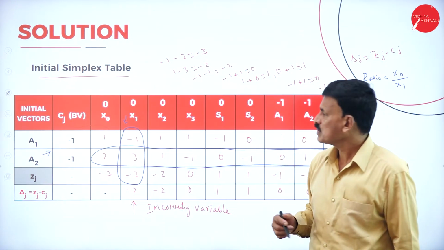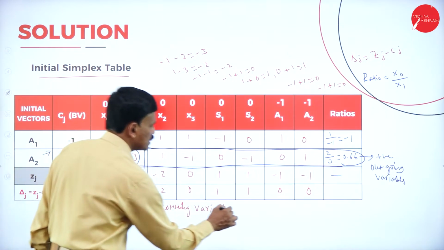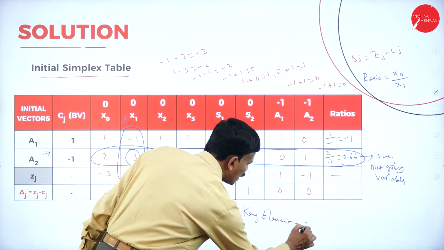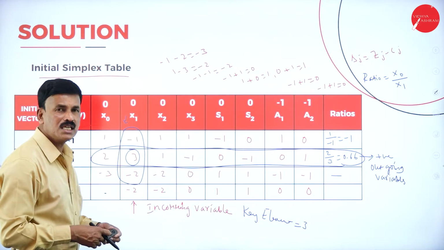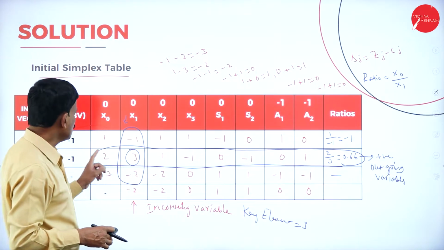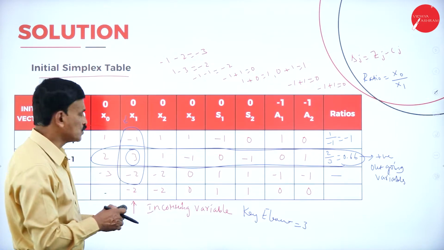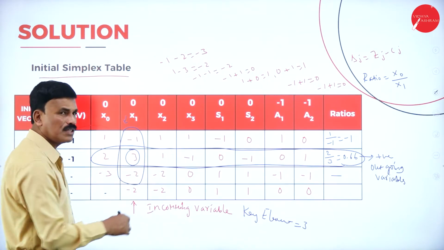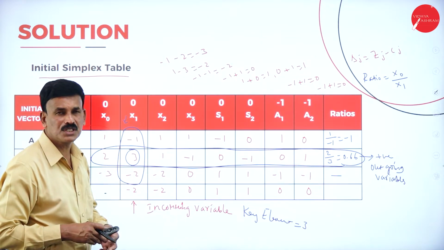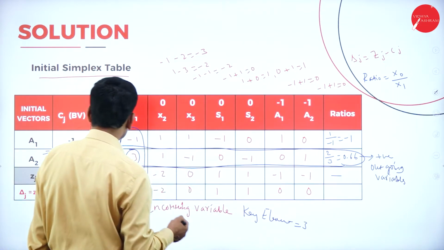Iteration number 1. The first step is to find the key element. Here the key element is 3. Convert this 3 element to 1. To convert this key element to 1, we divide the entire row by element 3. So in the next iteration, the first operation we use is R2 dash is equal to R2 divided by 3. Then convert this minus 1 to 0 using the elementary row operation. That's it.